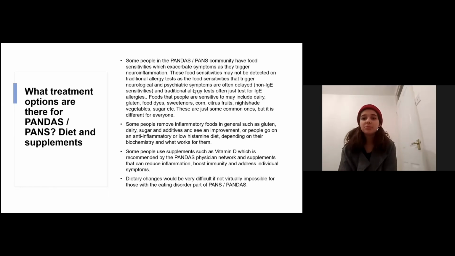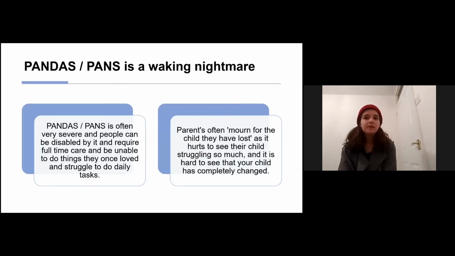And some people take supplements such as vitamin D, which is recommended by the PANDAS Physician Network. But of course, the dietary changes can be very difficult for someone with the eating disorder aspect of PANDAS PANS.